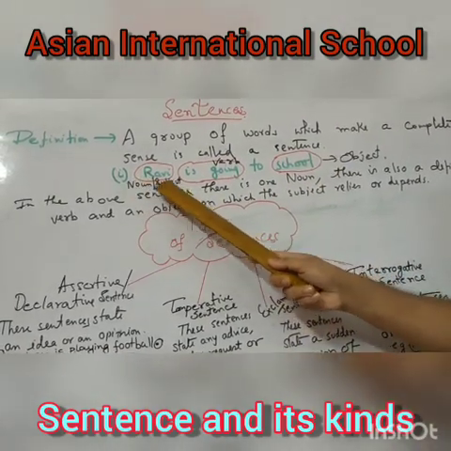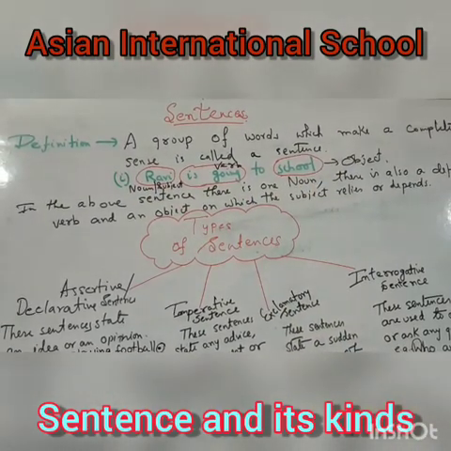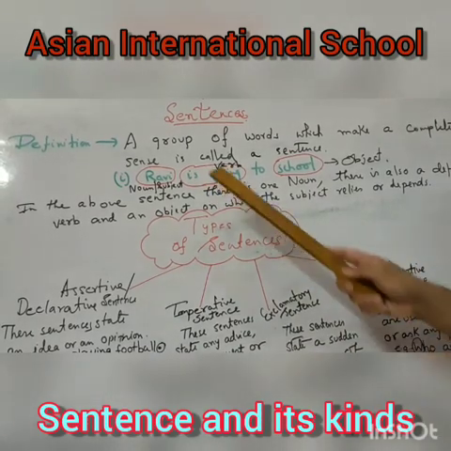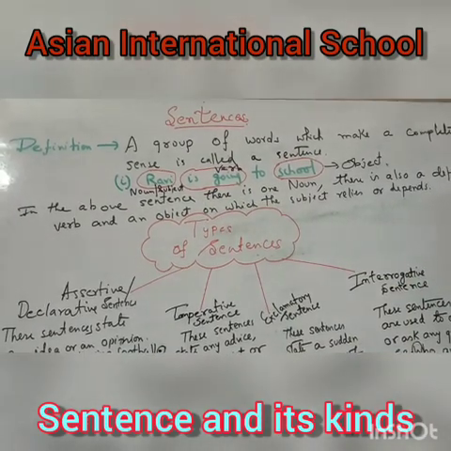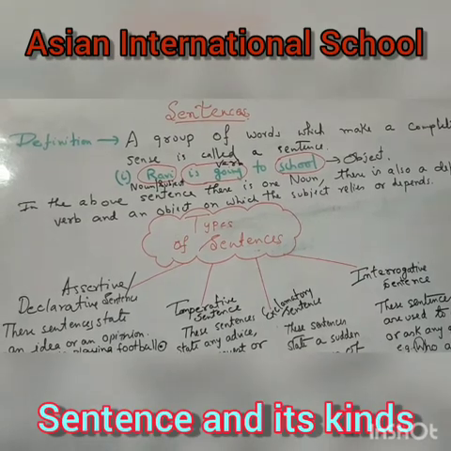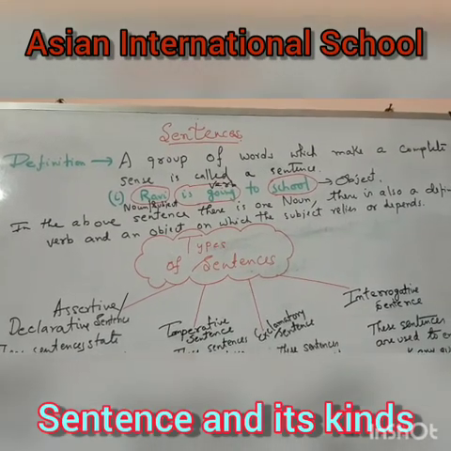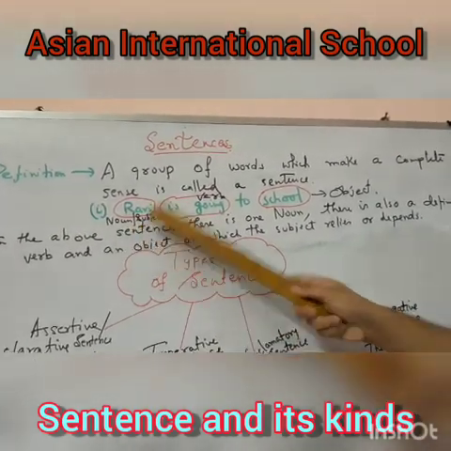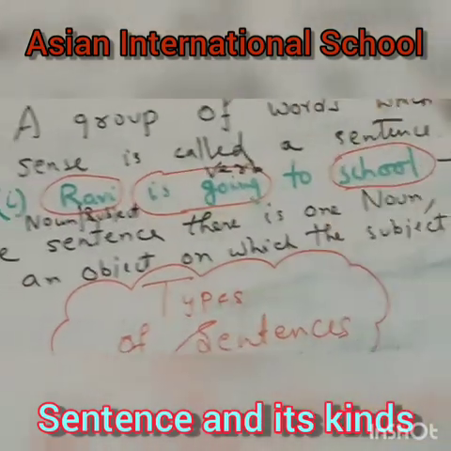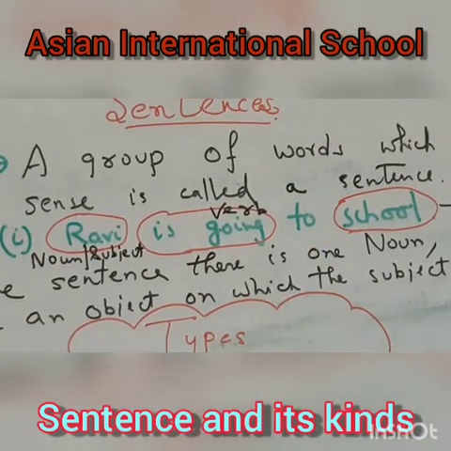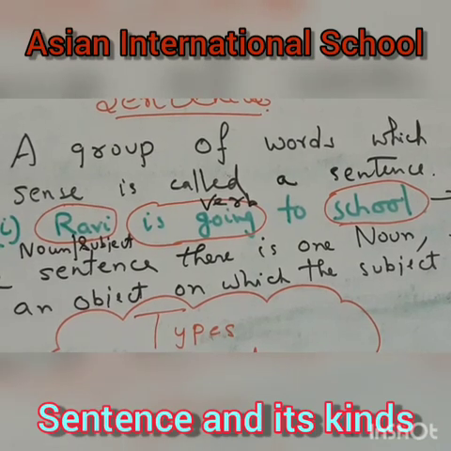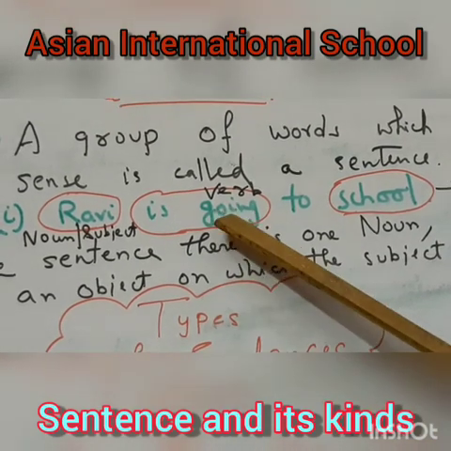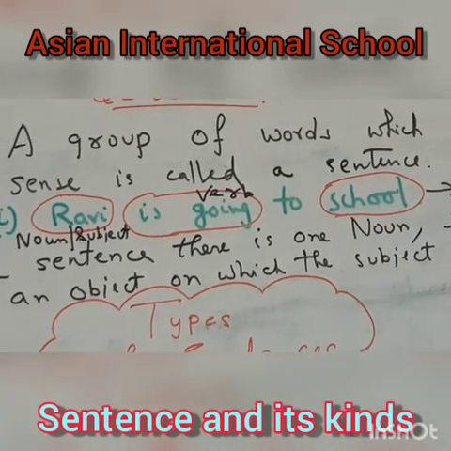The example is Ravi is going to school. In this example, if it can be divided or rather subdivided, we will get to know a lot of things. Let us see what we are going to know. Ravi, noun or the subject. Is the verb. Going is the present continuous tense because Ravi is going to school. So present continuous tense, and school is the object.